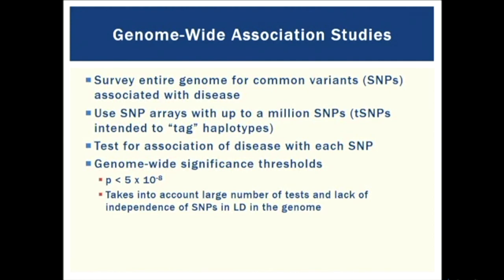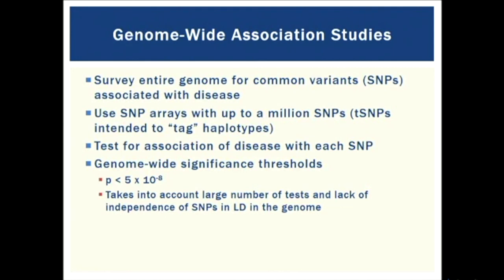People started asking the question, can we find SNPs that are associated with disease that will help us to identify the genes that are actually causing the disease? So these studies survey the entire genome for common variants that are associated with disease, and they genotype up to 1 million SNPs in order to do that, and then test for association with each SNP one by one in very large case control studies.